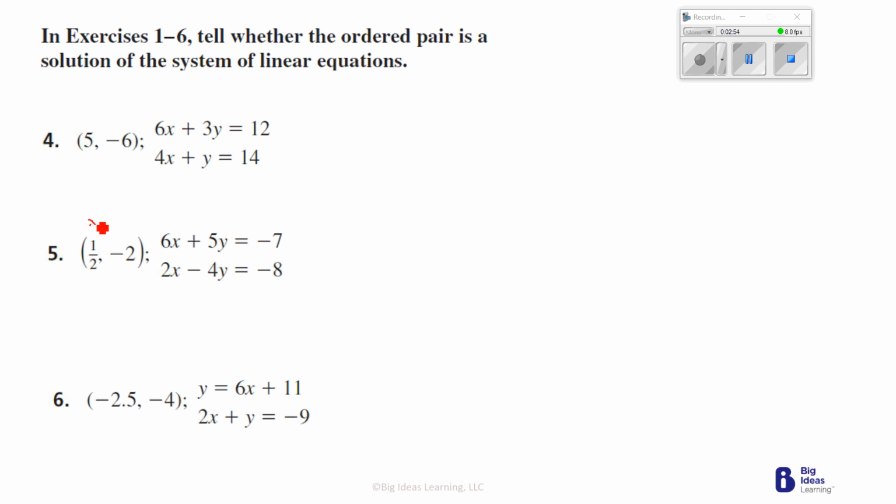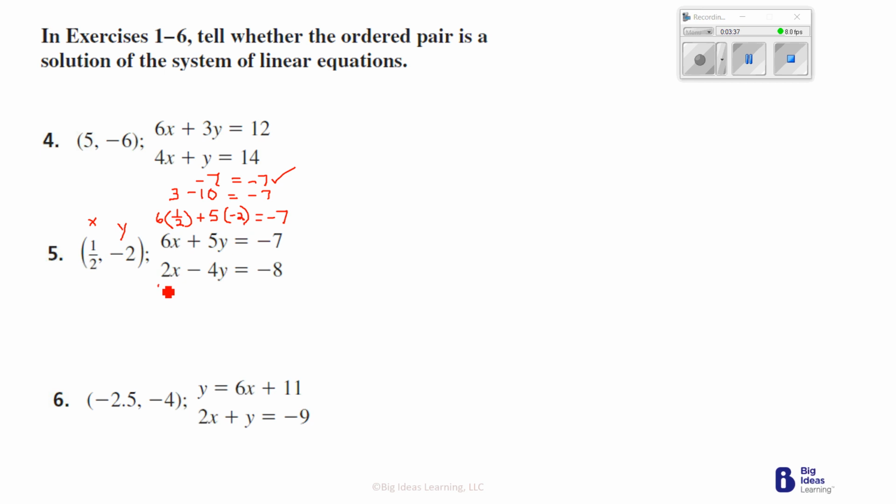X at this time is 1/2, and y is negative 2. So this is 6 times 1/2 plus 5 times negative 2. And this all has to equal negative 7. Well, I know half of 6 is 3. And a positive times a negative, well, that's going to be a negative 10. I know 3 minus 10 is negative 7. So negative 7 does equal negative 7. So that makes this set correct. Let's go to the next set.